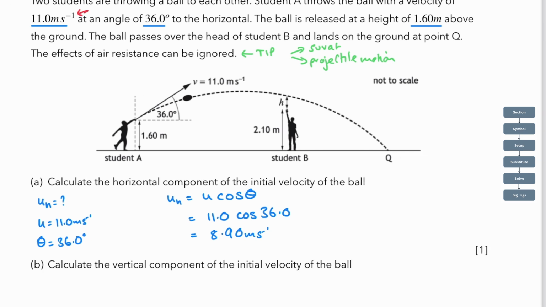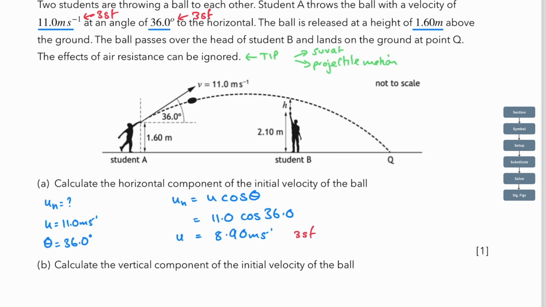I want to just check the significant figures. This is given to 3 significant figures. This data is given to 3 significant figures. Therefore, our answer is 3 significant figures. And just to be clear to the examiner, we'll underline the final answer.